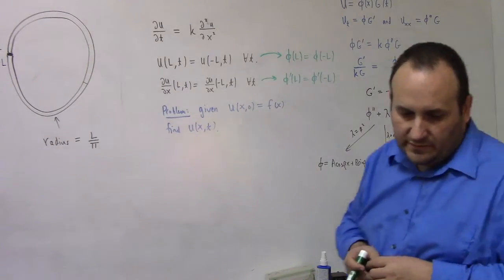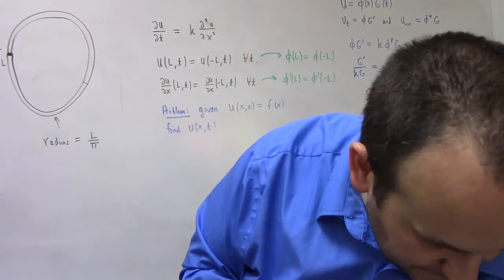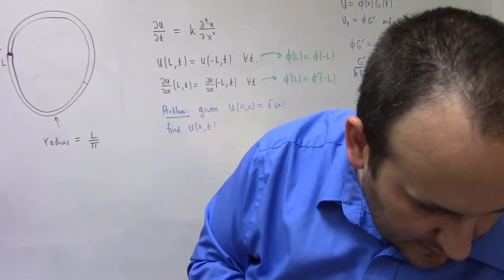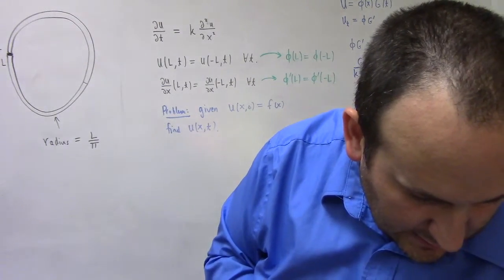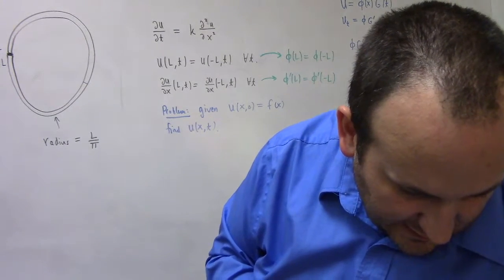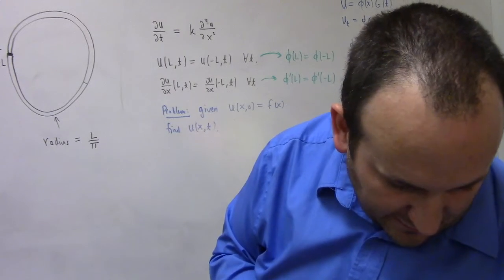Alright, so what does he do? He says these are mixed type. He says these are referred to as periodic boundary conditions.